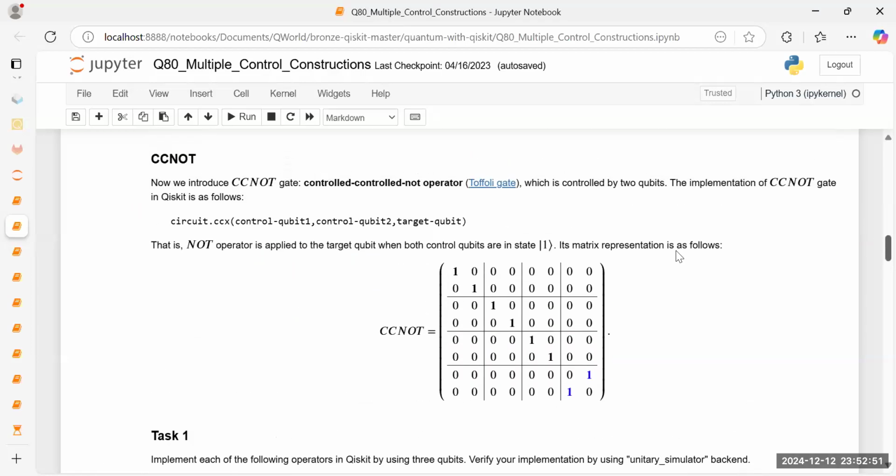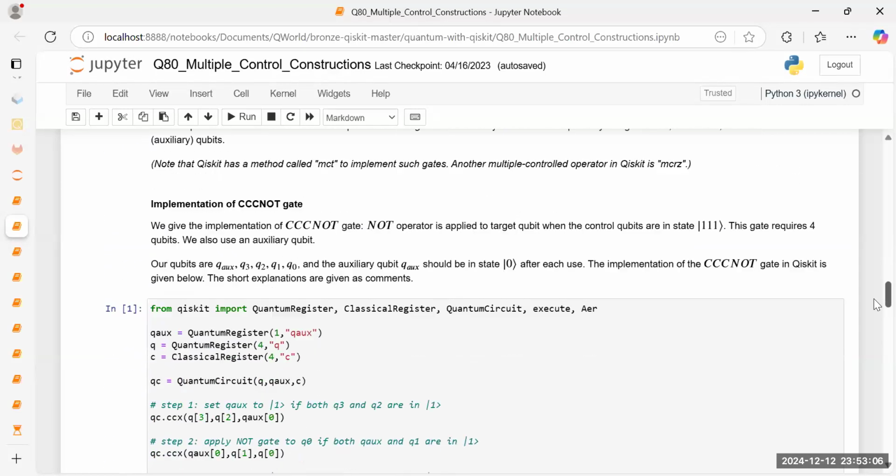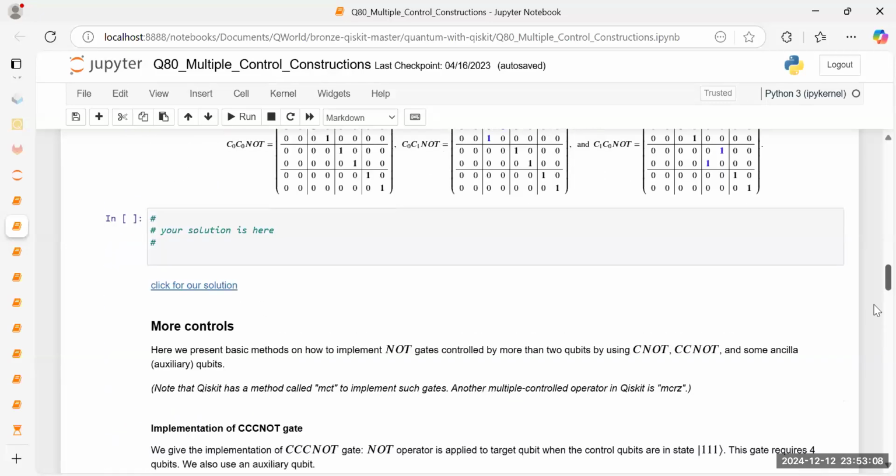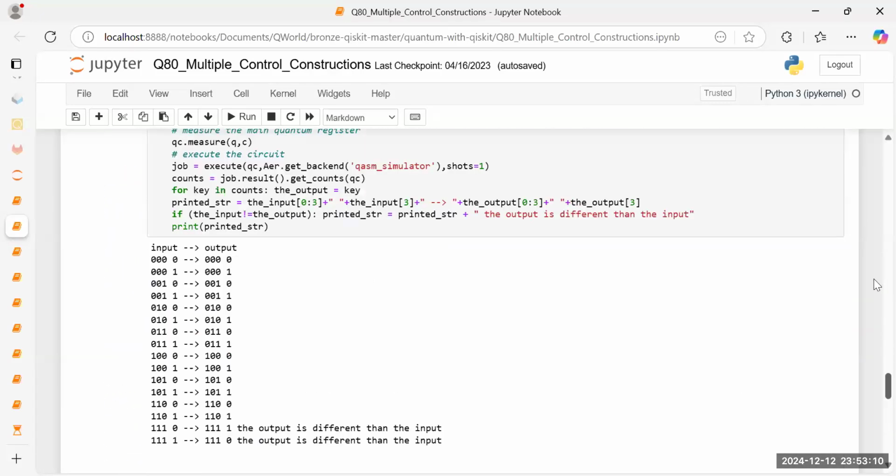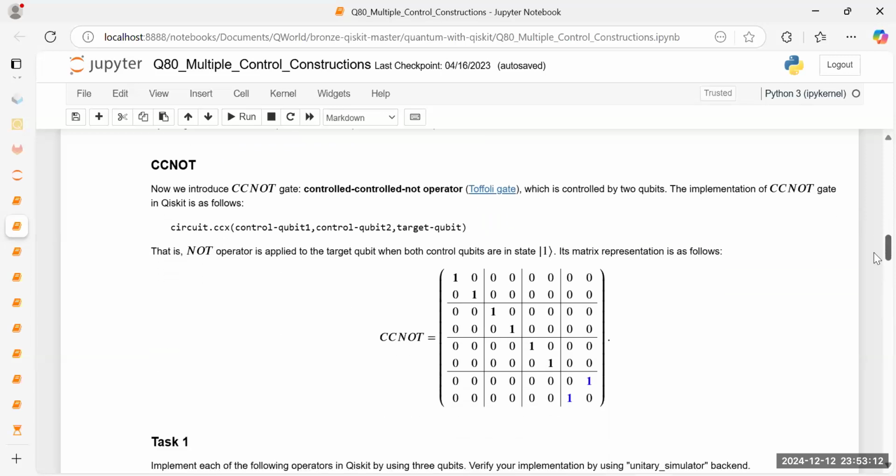So thus far, we've been looking at just the CNOT operator. The CNOT operator has a single control, but we have another gate here, the CCNOT operator, or the Toffoli gate. It utilizes 2 control qubits, and here, it's when both qubits are 1. So when both of our control qubits are 1, then we apply a NOT operator to the target.